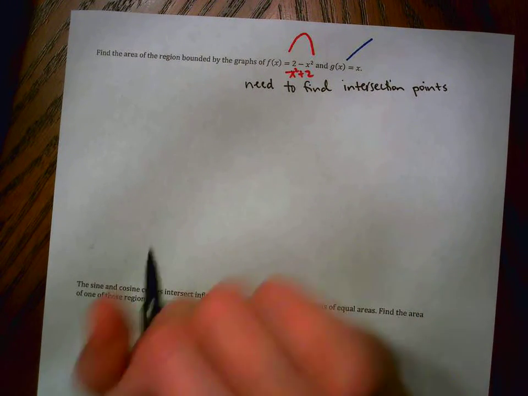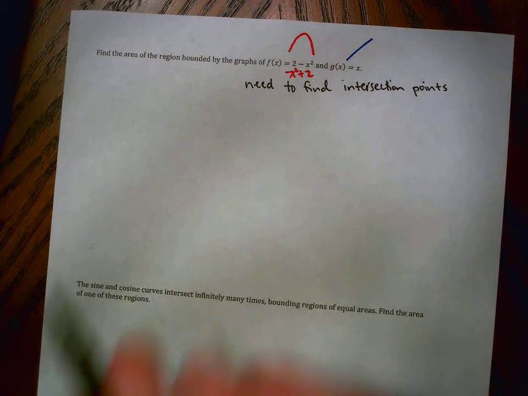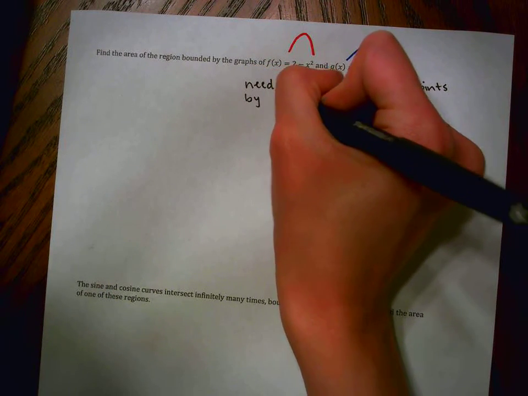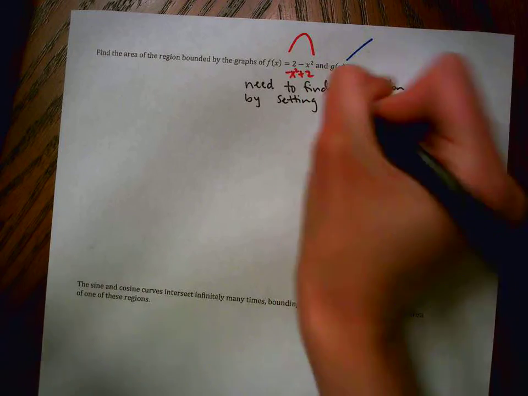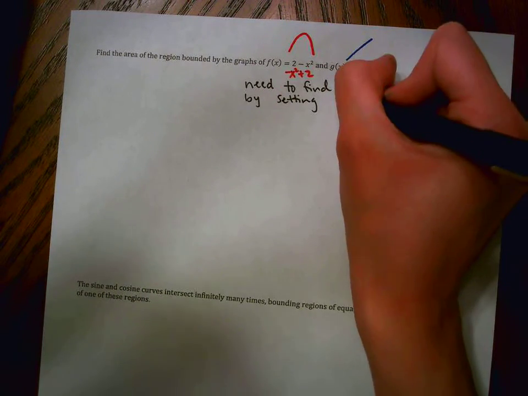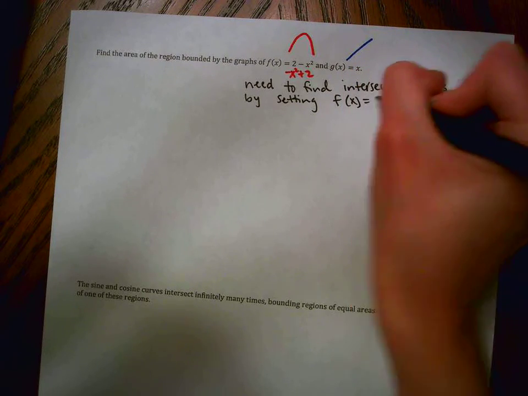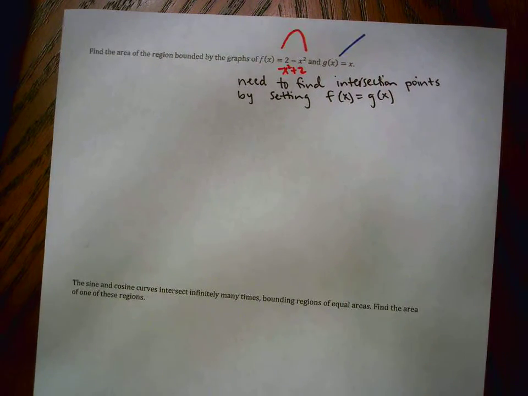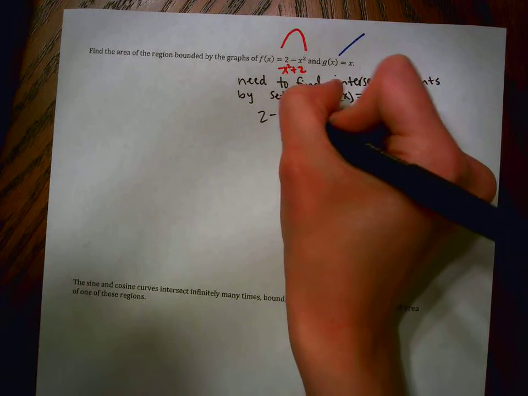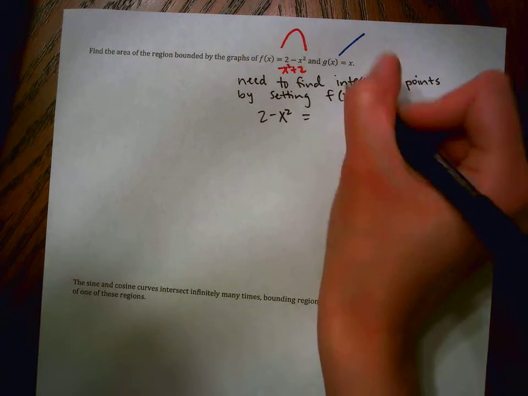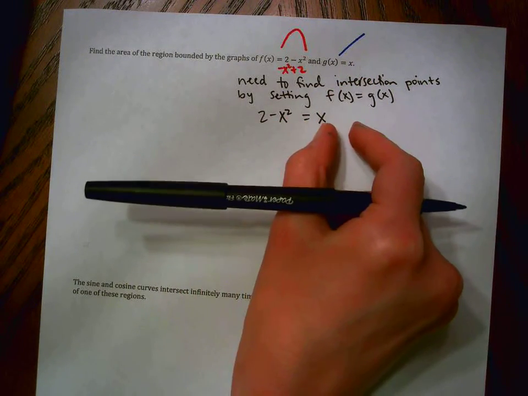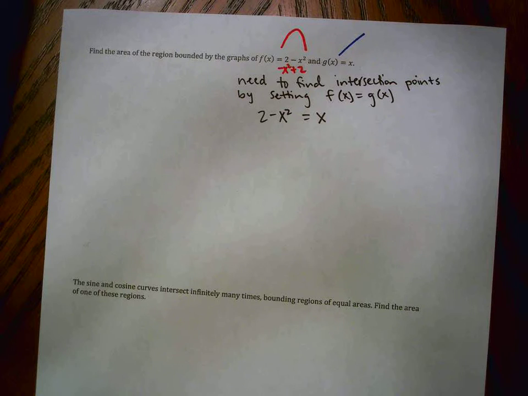So how do we find intersection points? By setting our functions equal, right? They're going to intersect when f of x equals g of x. By setting f of x equal to g of x and solving for x. So we're going to take 2 minus x squared and set it equal to g of x, which is just x, right? This is f of x, that's g of x. And now we're going to solve this for x.